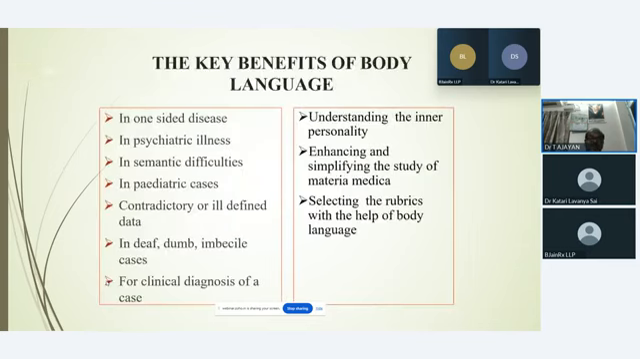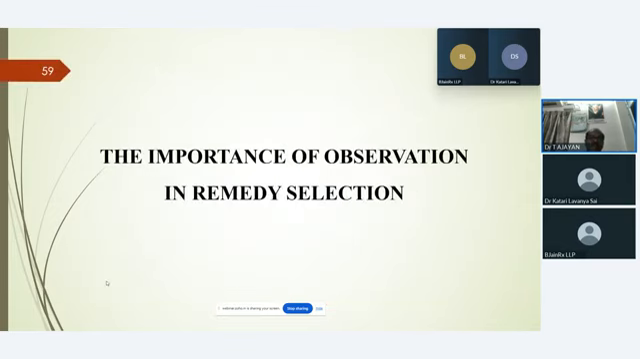Then the key benefit of body language, everybody knows. In the beginning I conveyed to you, physical examination or objective level symptoms are of more benefit in one-sided cases, psychiatric illness, somatic difficulties, pediatric cases, contradictory or ill-defined data, and in deaf and dumb or imbecile cases, for clinical diagnosis of the case. Again, it will help for understanding the inner personality and for selecting the rubric with the help of body language.